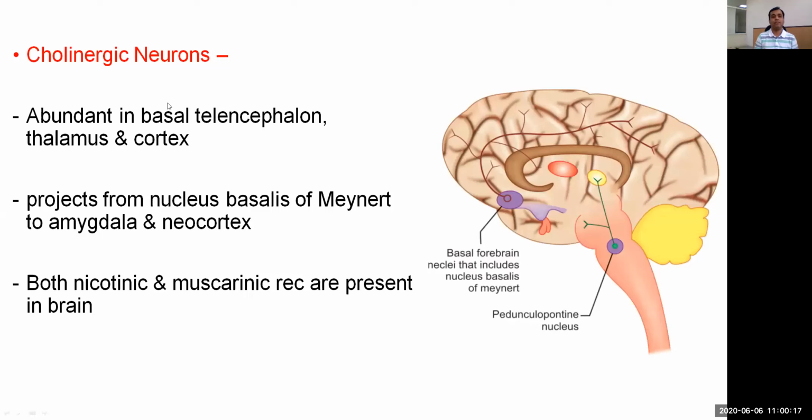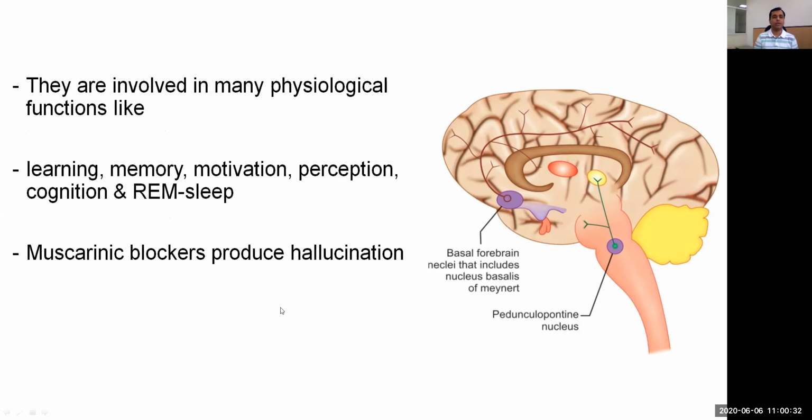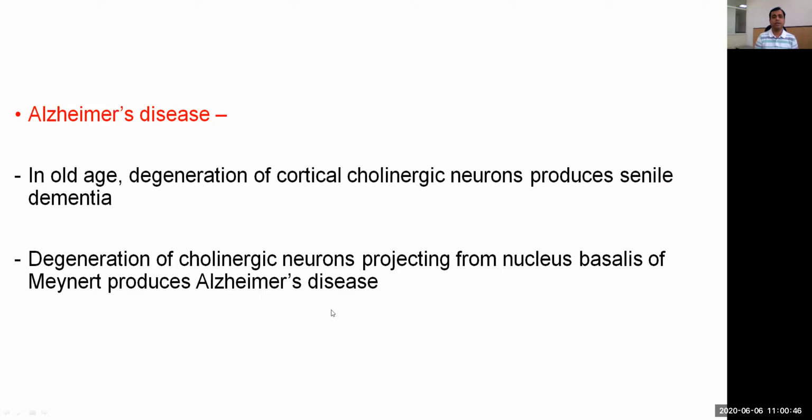Cholinergic neurons are abundant in basal telencephalon, thalamus, and the cortex. They project from nucleus basalis of Meynert to amygdala and neocortex. Both nicotinic and muscarinic receptors are present in the brain. They are involved in many physiological processes like learning, memory, motivation, perception, cognition, and REM type of sleep. Muscarinic blockers produce hallucination. Alzheimer's disease. In old age, degeneration of cortical cholinergic neurons produces senile dementia, and degeneration of cholinergic neurons projecting from nucleus basalis of Meynert produces Alzheimer's disease.